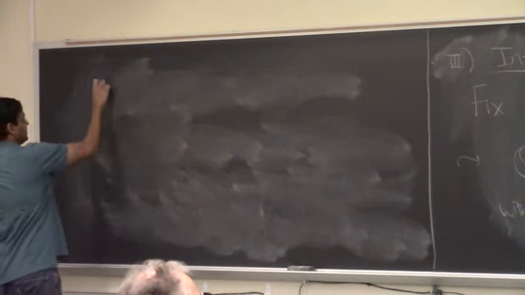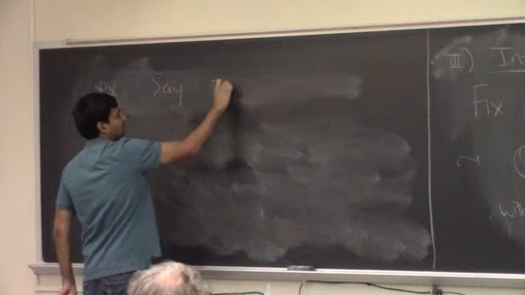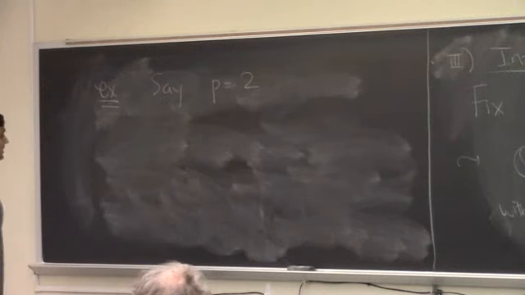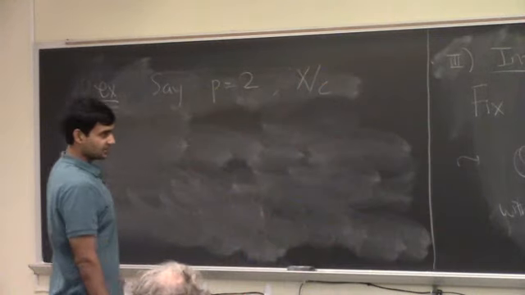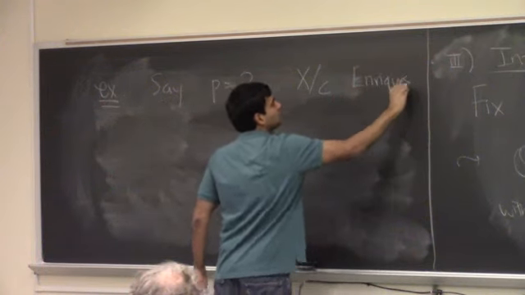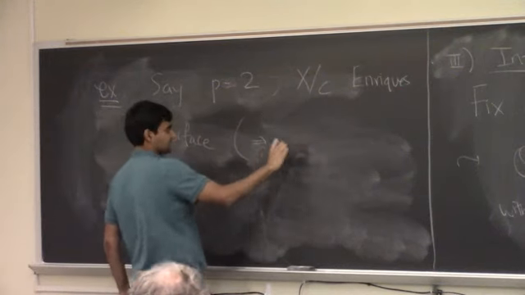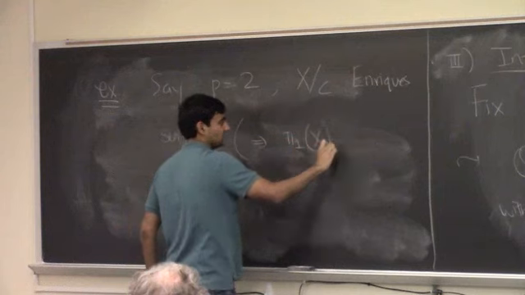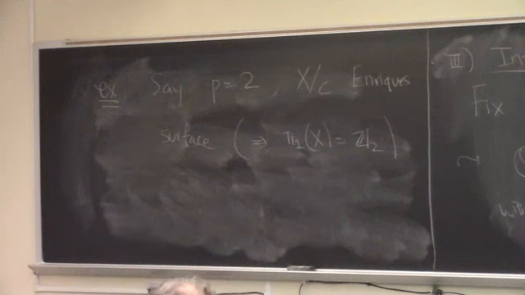So let me instead give an example of the type of information that's being captured here. Let's say the prime P is 2. And X over C, this geometric object X, is an Enriques surface. The only thing I need about Enriques surfaces is that the fundamental group is Z mod 2, and the universal cover is a degree 2 map, and it's a K3 surface.